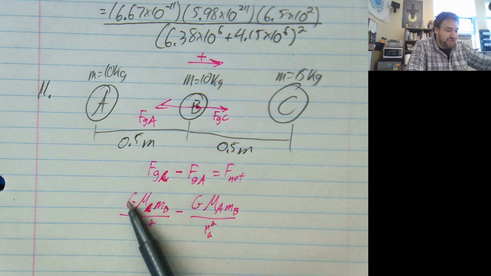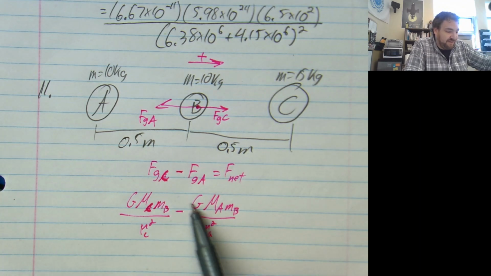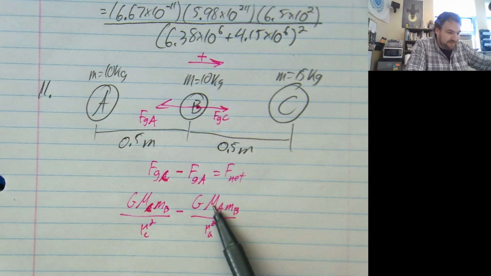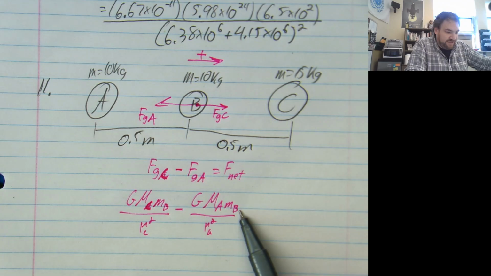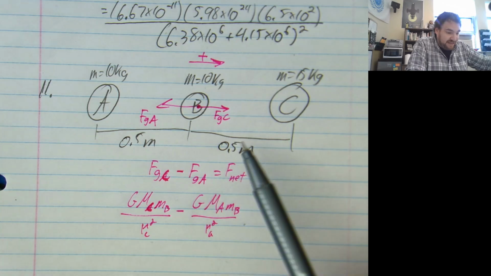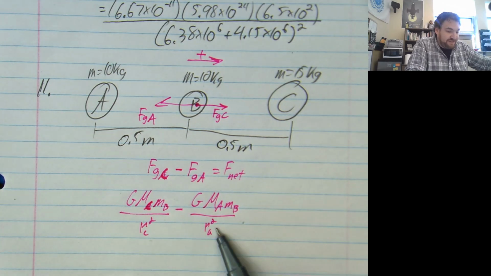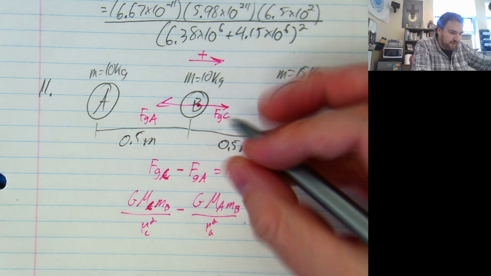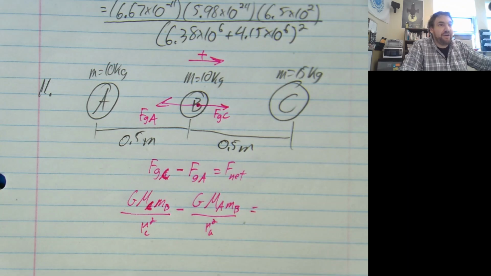values. G is 6.67 times 10 to the negative 11. That mass is 15. That mass is 10. That mass is 10. This distance is that distance, 0.5 meters. This distance is that distance, 0.5 meters. You run it through your calculator, and there's an answer at the bottom of your page. That should be 1.33 times 10 to the negative 8. Hey, Rem, is that enough?